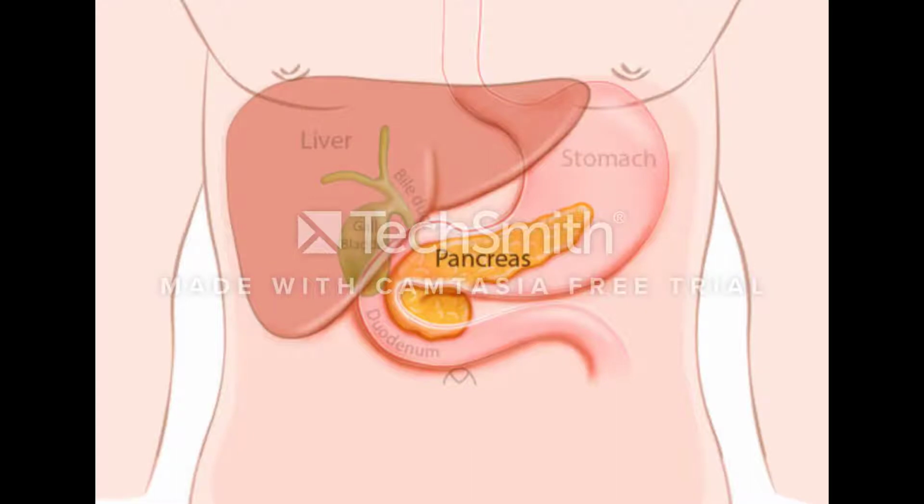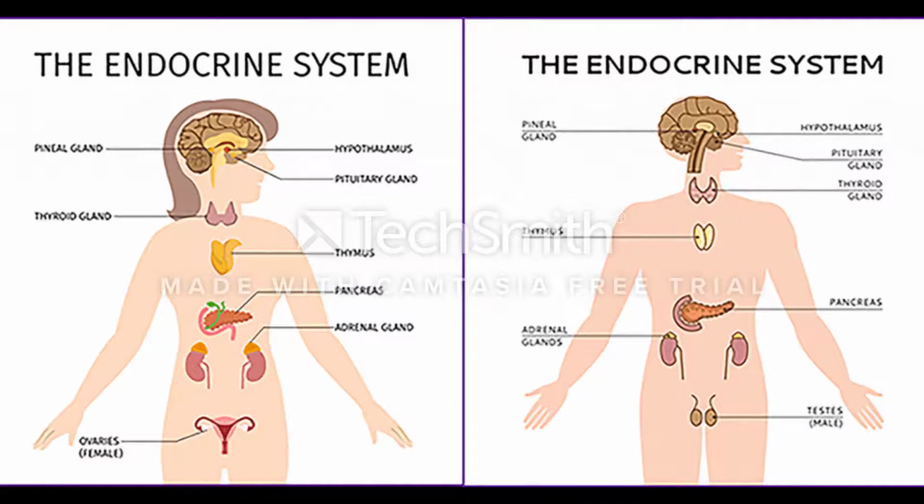Moving on to the pancreas, which is located just in front of the kidneys, and is the biggest gland of the endocrine system. It produces the hormone insulin, which helps to regulate our blood glucose concentration. Then we have the testes and the ovaries.